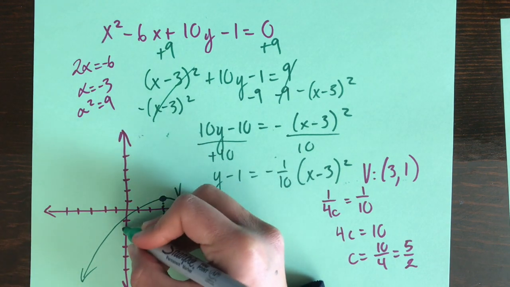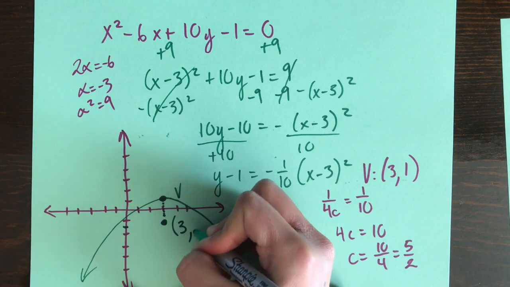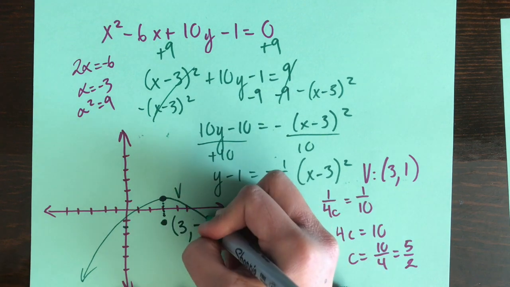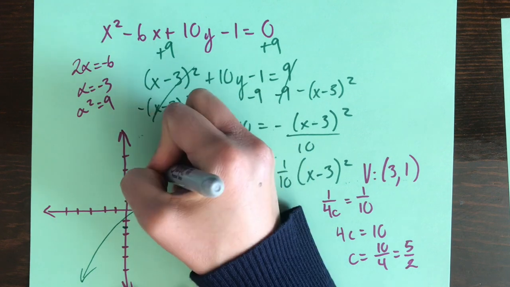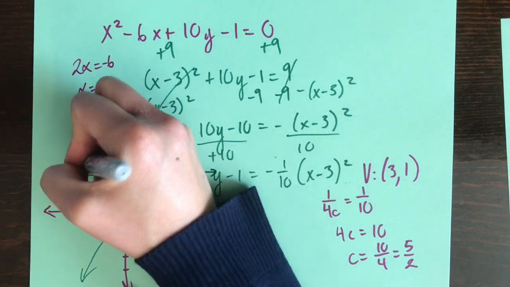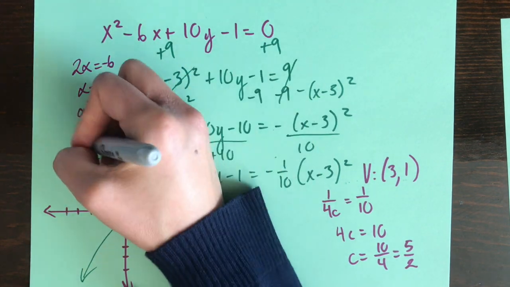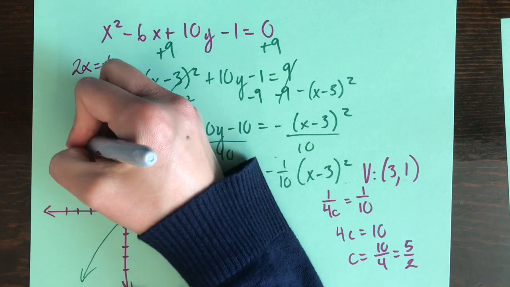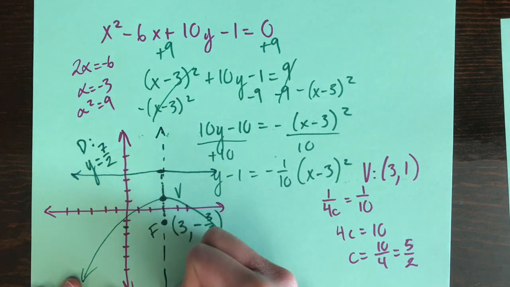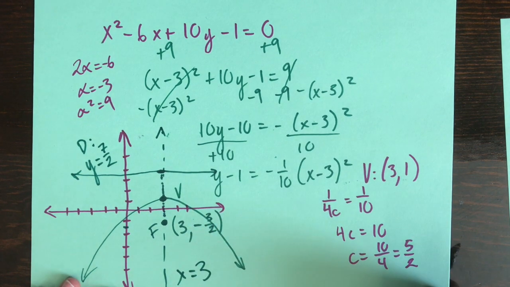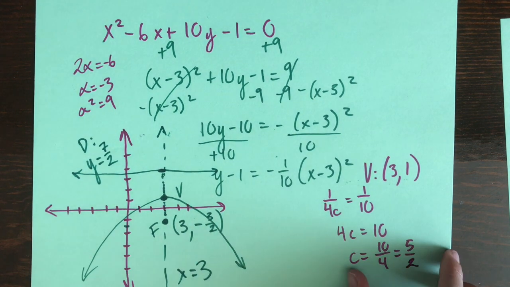Okay, so I'm going to go 5 halves away from the vertex to plot my focus, which is going to be the point (3, negative 3 over 2), and then 5 halves away up from the vertex to plot my directrix. So that one is going to be the line y is equal to 7 halves. So that's my directrix, and then last is the axis of symmetry, which is the line x is equal to 3. I have solved for everything they asked for. So I'm finished with that problem.